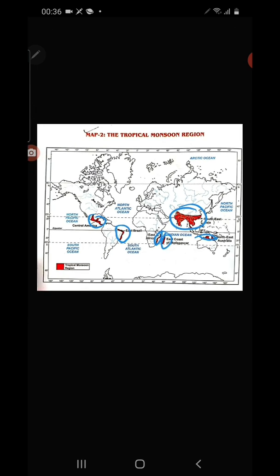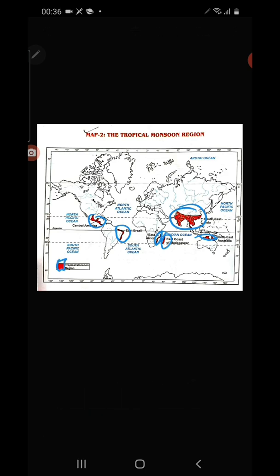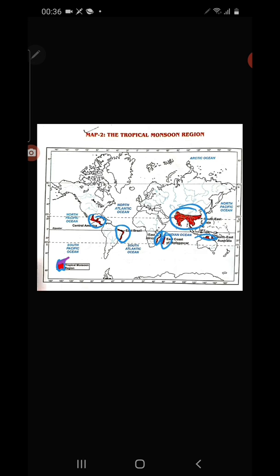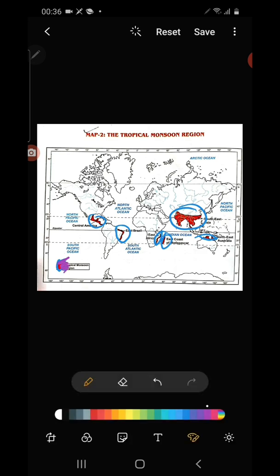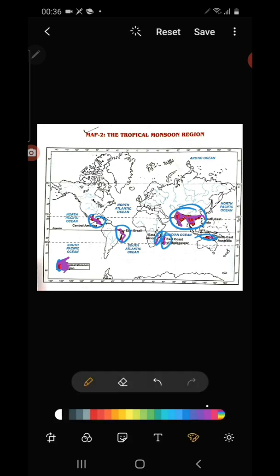Then how do you mark it? Like this. You make a square, and it is not necessary to use the red color. You can use any color, but whichever color you use here for shading, the same color should be used in all these places. You have to shade exactly as shown in the map. Is it clear? All these places you need to shade if the question asks you to mark the tropical monsoon region.